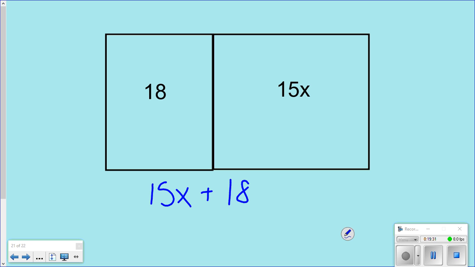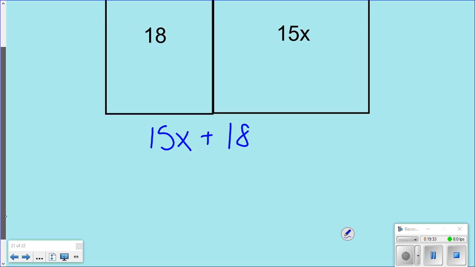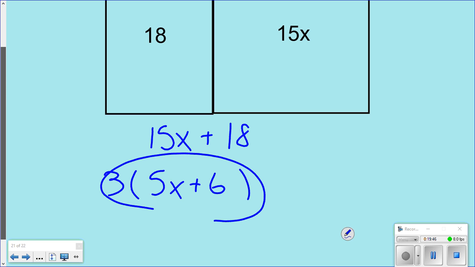Okay, so you're just putting them all together, and then they want you to factor that. So 15 and 18, what do they share? Anybody know off the top of their head? 3 is easy. Yep. So 3 times 5x plus 6. There's 4 of these in your homework where they give you a box, you rewrite it, and then factor it out.